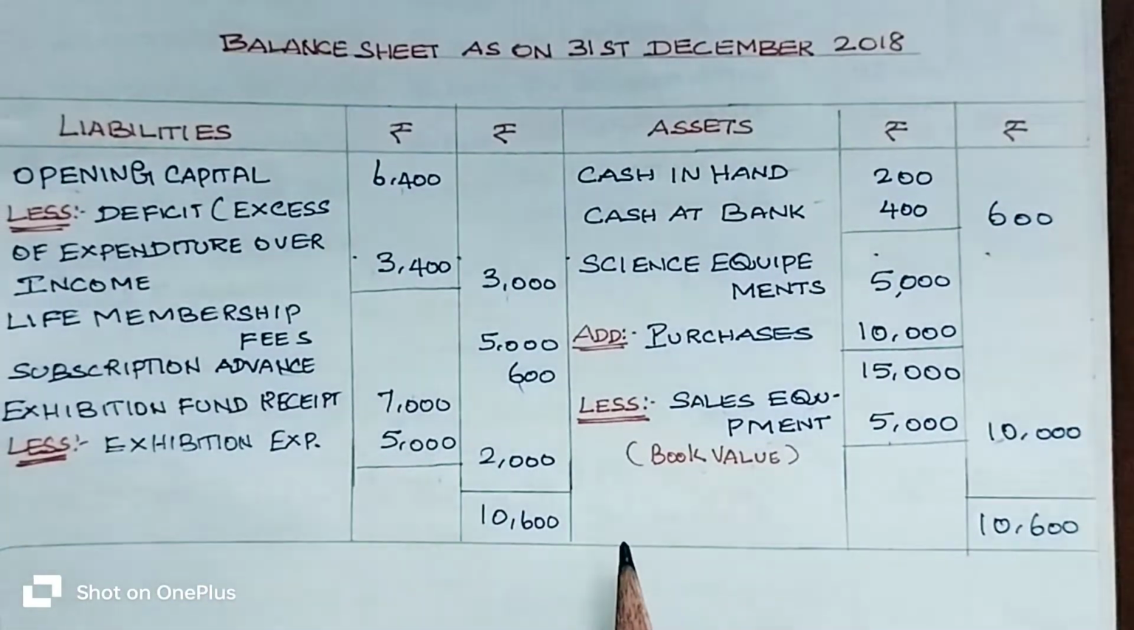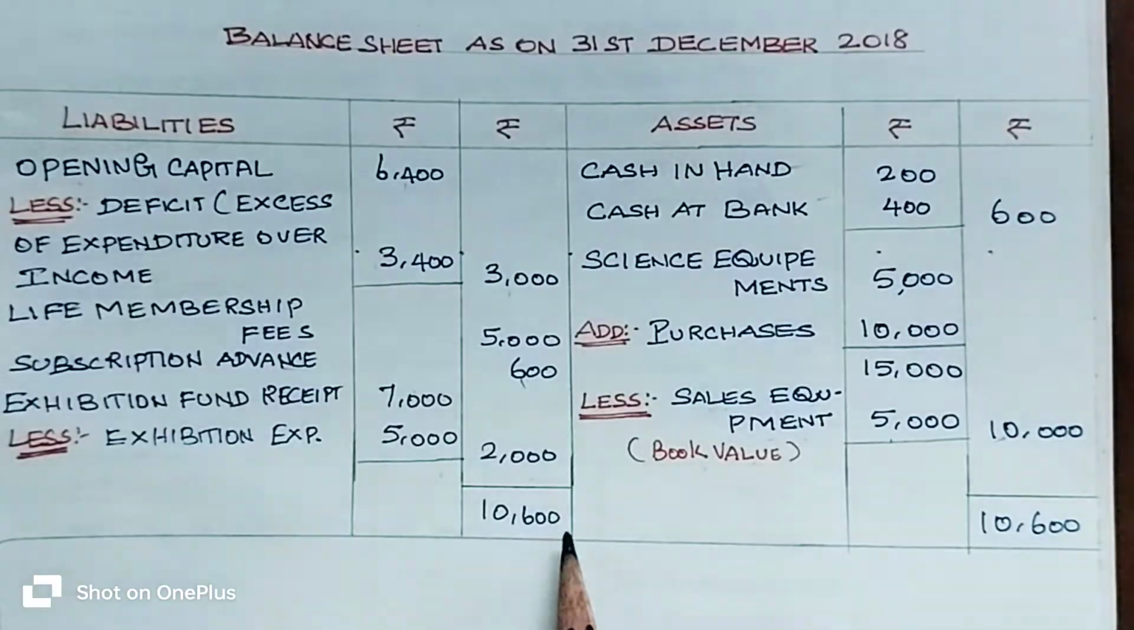Then you will get equal totals on the asset and liability sides, that is 10,600 on both sides.